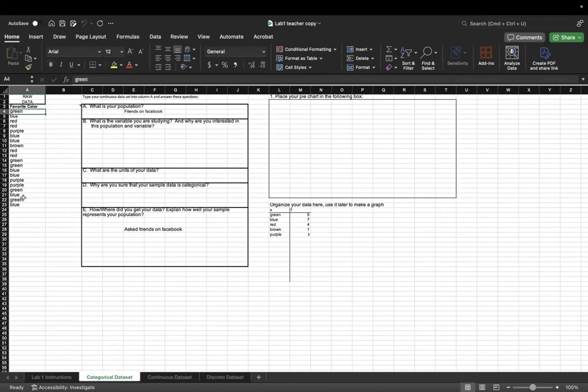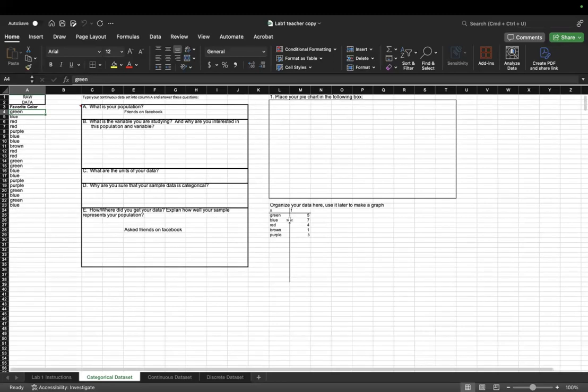And then what I did was took 20 random people, 20 of my Facebook friends, and asked them their favorite color. And I typed the colors down here. So this is just raw data. I haven't done anything with it. I haven't cooked it yet. So I just typed all of that in here.